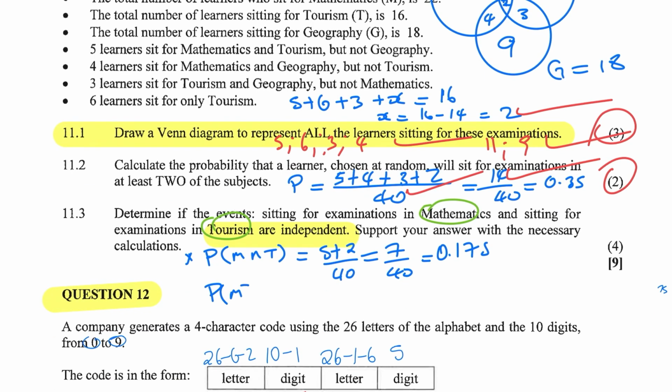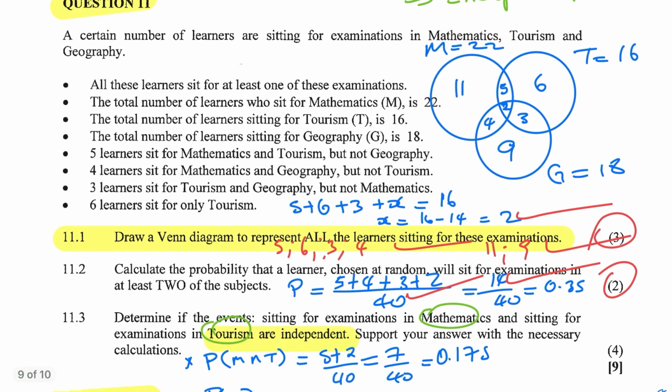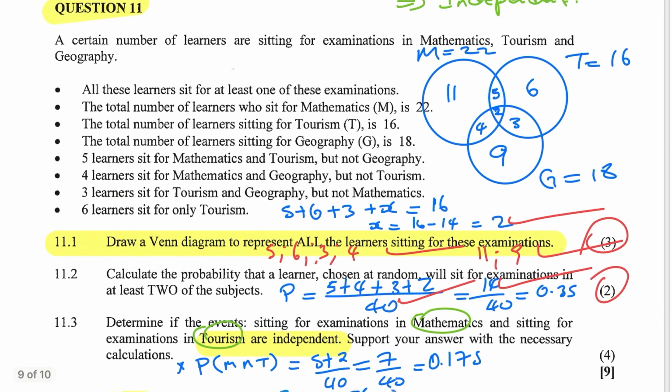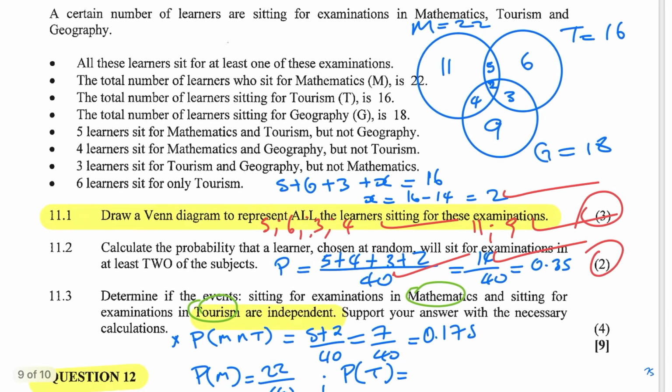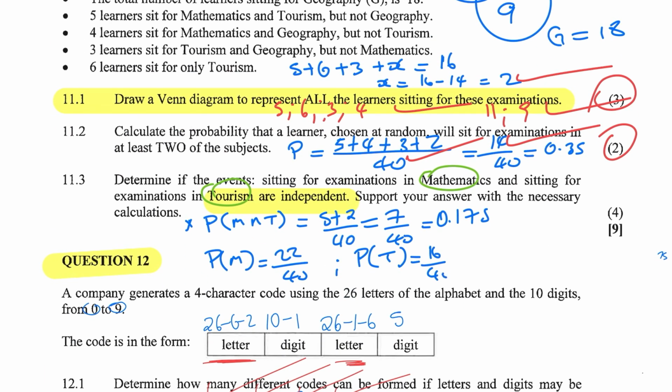Now, what is the probability of doing M, just mathematics? We are told that we have 22 students doing mathematics, so you can just say 22 divided by 40. You don't have to punch it in your calculator. And the probability of T: we know that 16 students are doing tourism, so you're going to say 16 divided by 40.